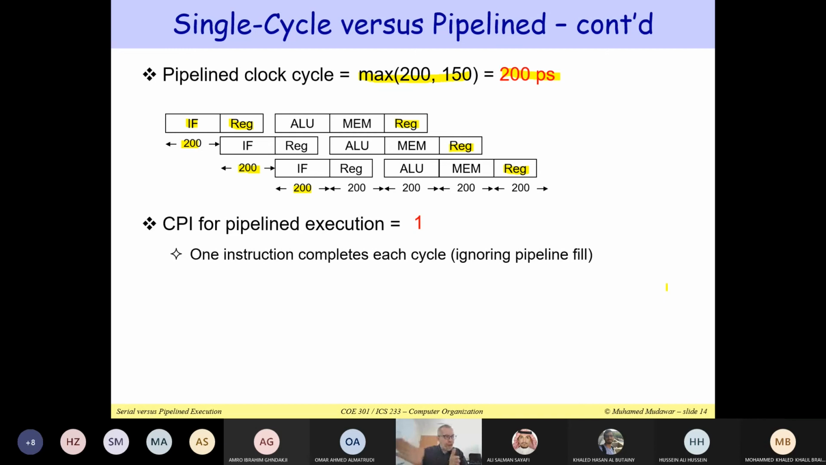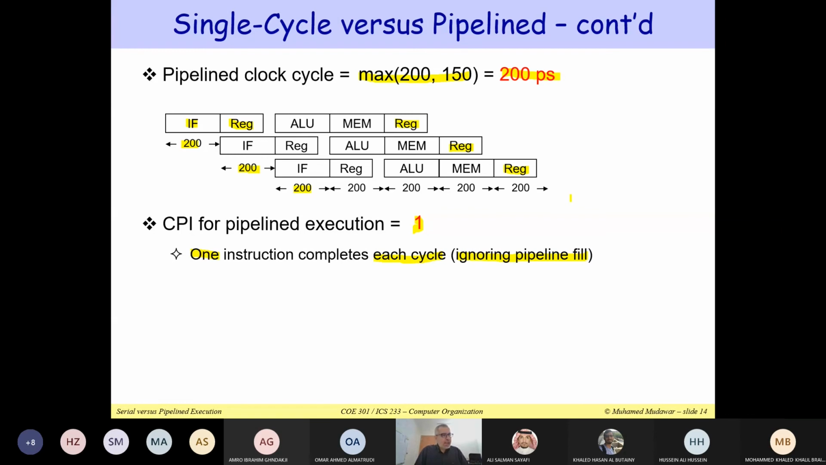We ignore the time to fill the pipeline because it actually takes several cycles to fill it. But once we have filled the pipeline, you can complete one instruction each cycle. So the CPI will be one instruction per cycle. Of course, we have to ignore the time to fill the pipeline. So that is the CPI.